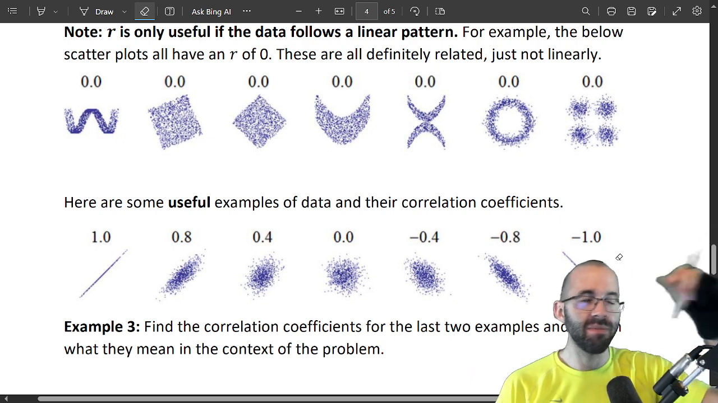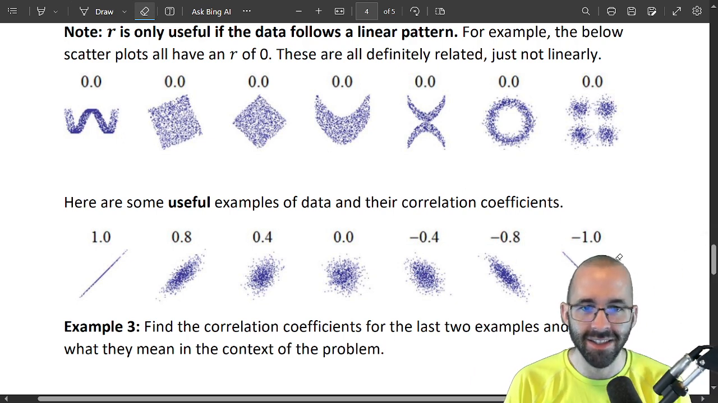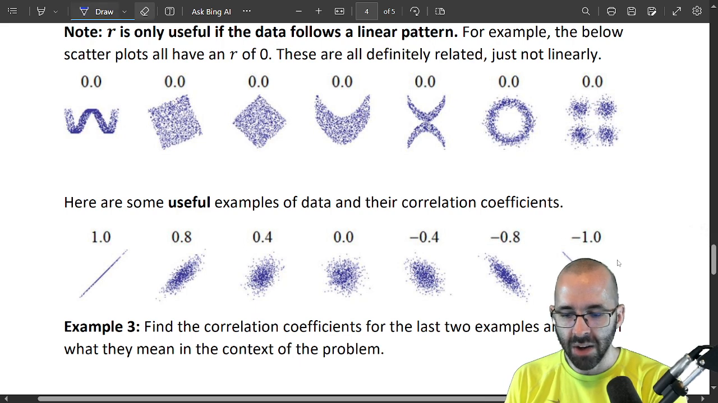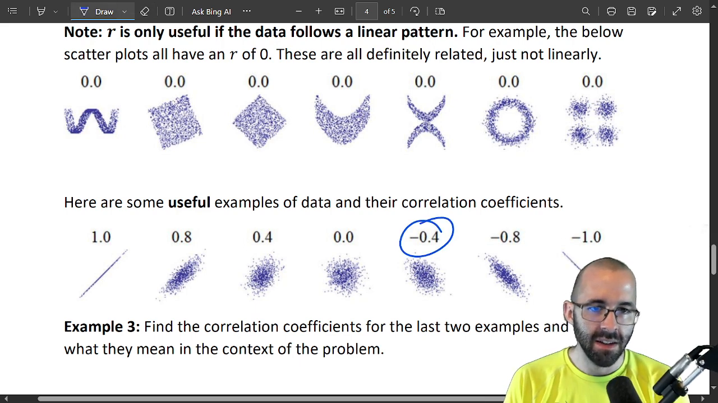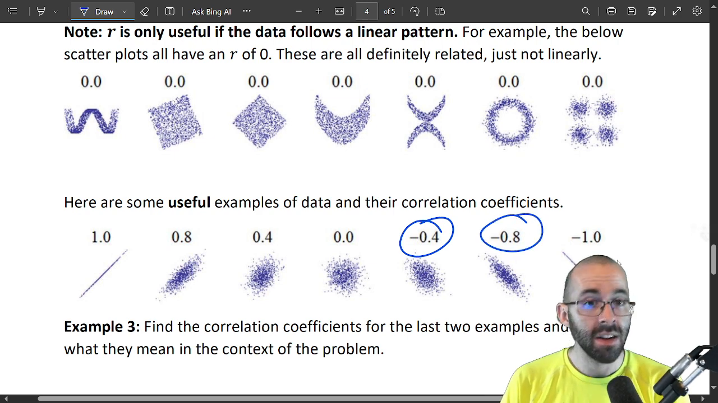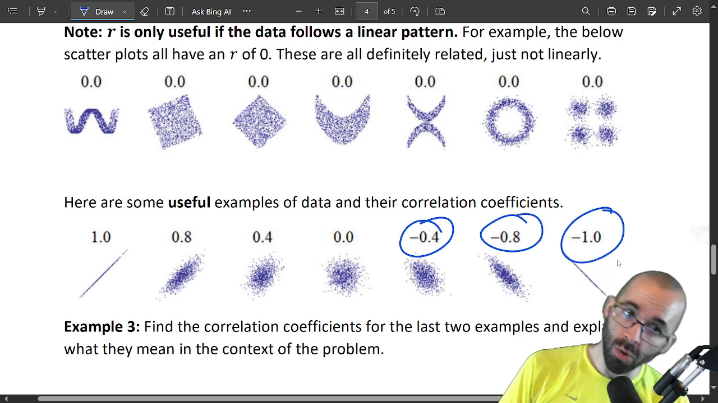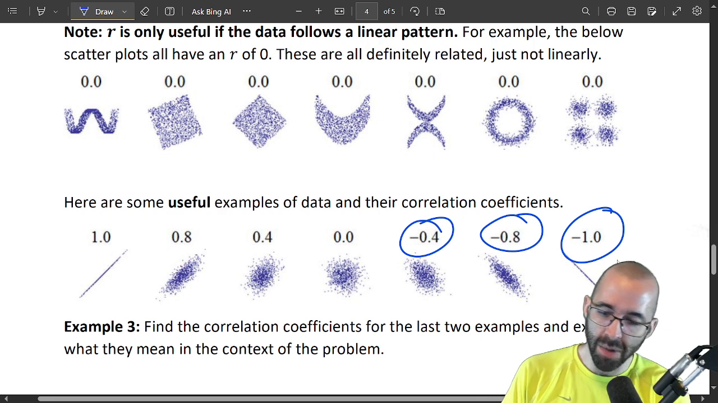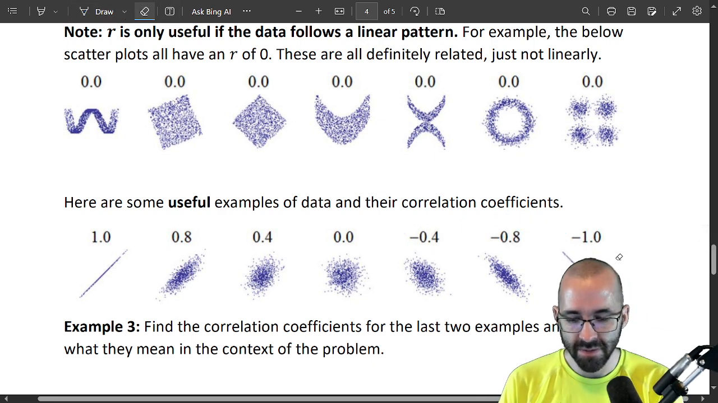Looks like me playing darts. Okay. And then again, weakly negative. It's going down now, but they're pretty far apart. Getting stronger, still going down. Real strong, going down. Perfectly strong, you might say.